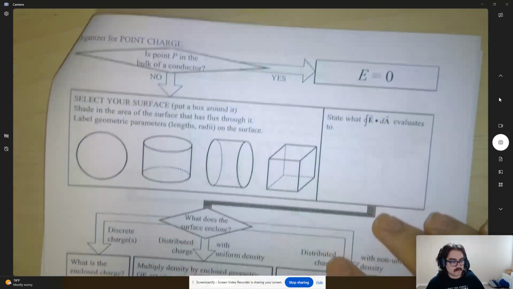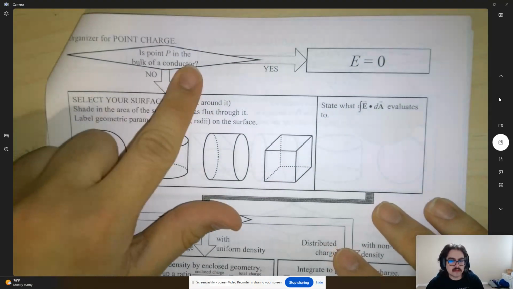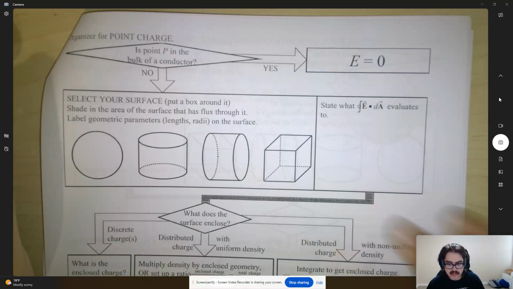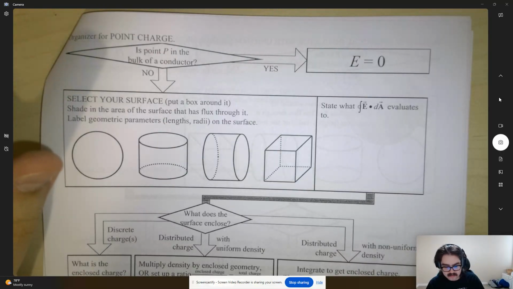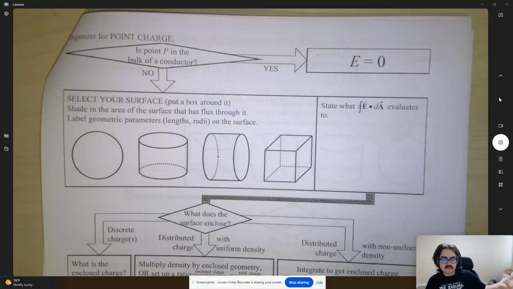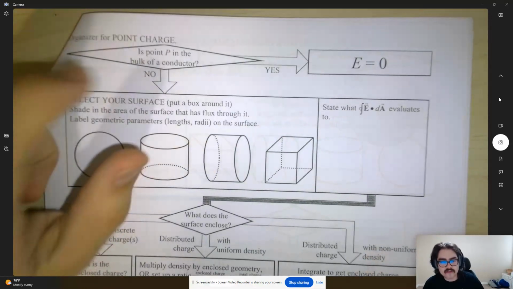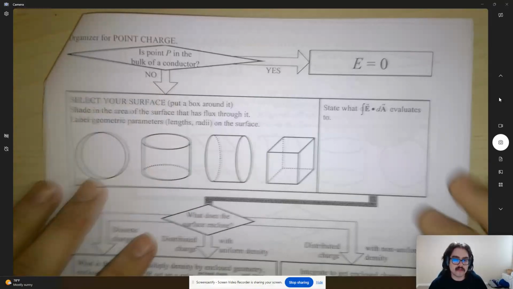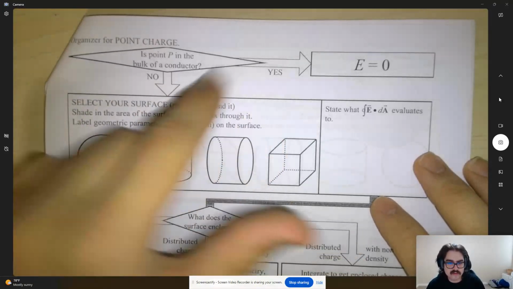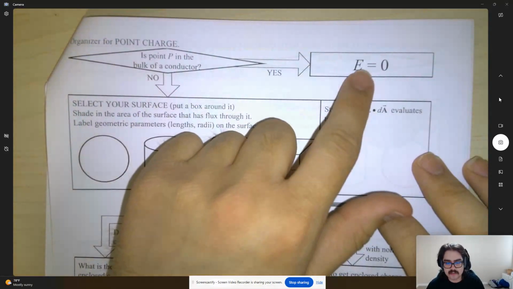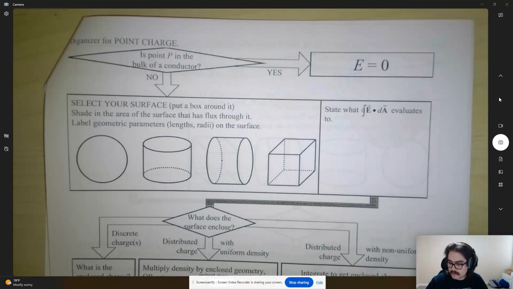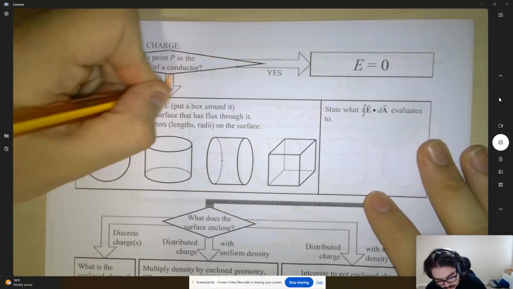What does it mean to be in the bulk of a conductor? If you have a sphere of charge, and this is more for when we get to the conductors, if you're in the metal or inside the conductor, then you would be in the bulk of a conductor. For the notes packet, you're never going to say yes, because if you're inside the bulk of a conductor, the E field is 0, and that's just too easy. So let me get an orange pen here. I'm going to say no, I'm not in the bulk of a conductor.